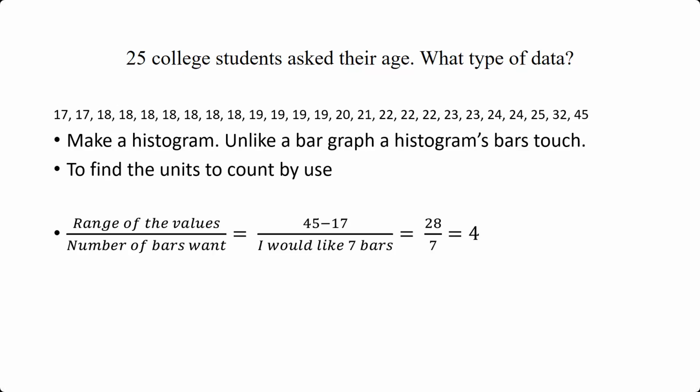But I chose 7 because then it divided perfectly. Any questions on that part? So we count by 4s. You start with your smallest value, so we start with 17 and count by 4s. And then we stop when we get to the largest value.